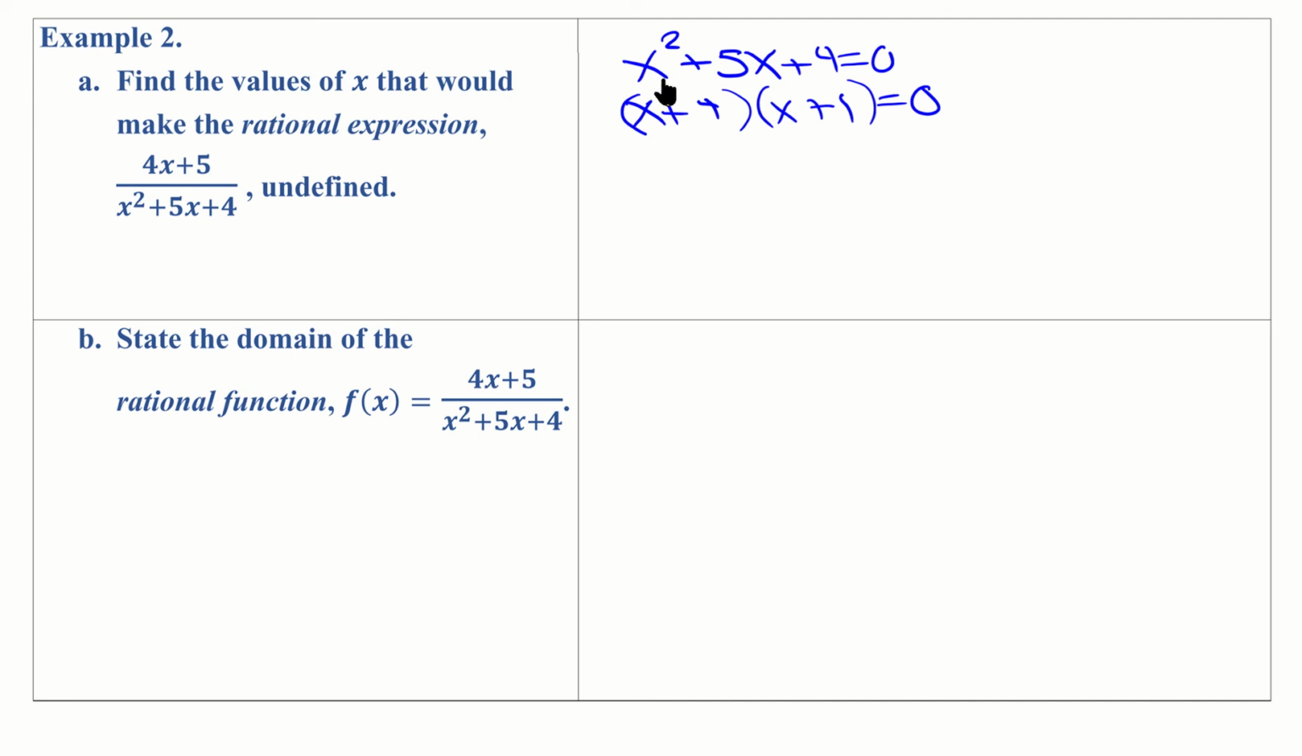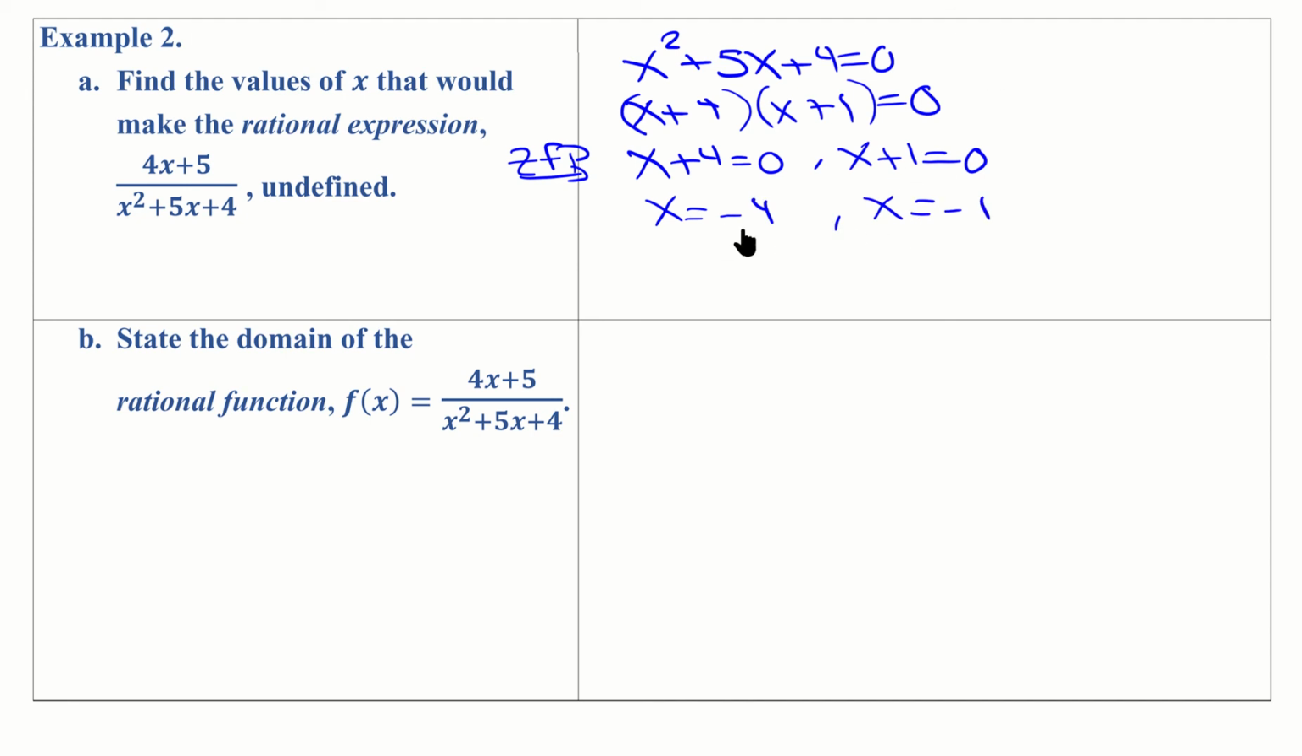Notice first times first is first, last times last is last. Inner product is 4x, outer product is x. They add up to 5x. So it's a correct factorization. Then we apply the zero factor property. We set each one of these equal to 0. So this has to be 0 or this has to be 0. So x equals either -4 or x equals -1.